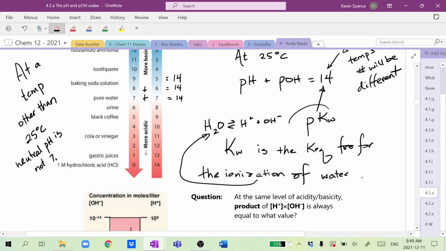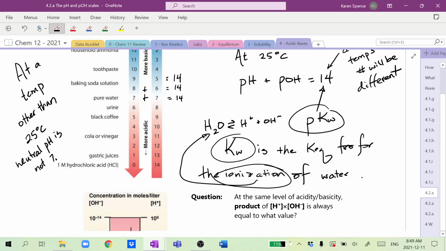These terms, pKw, Kw, the ionization of water, all of those are things that are not going to be on your quiz on Friday, but they will be ideas that you're going to need to know for over the break and after the break.